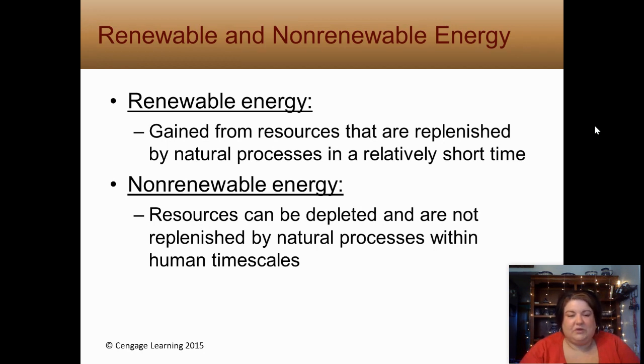So examples of renewables you should know. You should be able to list all 6: solar, wind, hydroelectric, geothermal, biomass, and hydrogen fuel cell. And then our non-renewables that you should know: petroleum or crude oil, natural gas, nuclear, and coal.